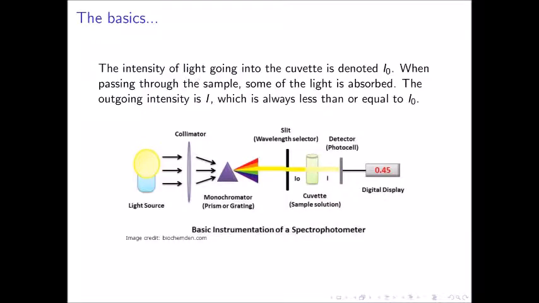We are ultimately interested in knowing how the intensity of the light changes as it passes through the sample. The intensity of light going into the cuvette is denoted as I0. When passing through the sample, some of the light is absorbed by the sample. The outgoing intensity is I, which is always less than or equal to I0.